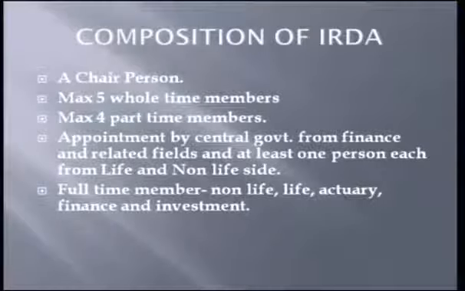IRDA, as we saw, is a body, it is not a single person. So it has a chairperson called Chairman of IRDA, appointed by Government of India. Then it has 5 whole-time members. At present, they are the maximum. In future, the number can be increased depending upon the need. Then maximum 4 part-time members. These members are appointed by Central Government of India from finance and related fields, with at least one person each from the life sector and one from the non-life sector. Full-time members should include a life member, an actuary, one from finance and one from investment. The non-life member may not be from any of these sectors.